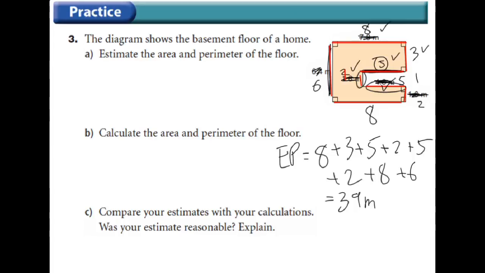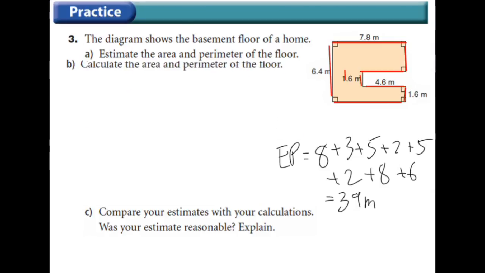Okay, so when we estimate, we turn all our little decimal numbers into these whole numbers. Let's clean up what little mess that I made here. There's my estimation. I'm going to leave off the estimation for area. Now we want to calculate the area and the perimeter. So how are we going to do that?